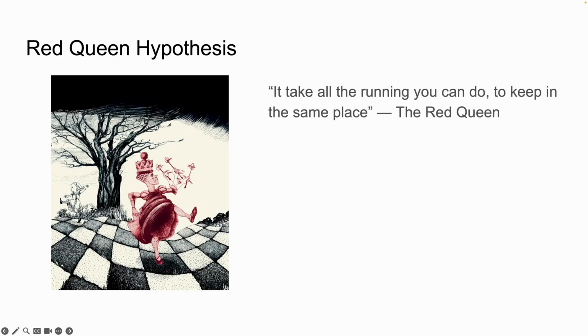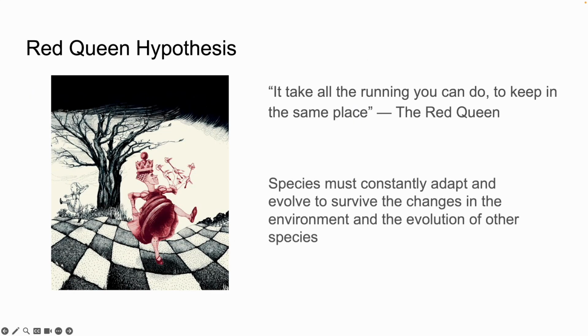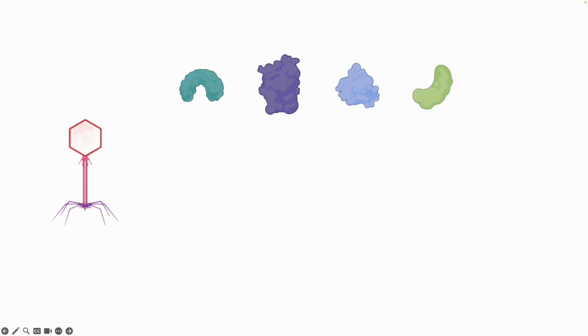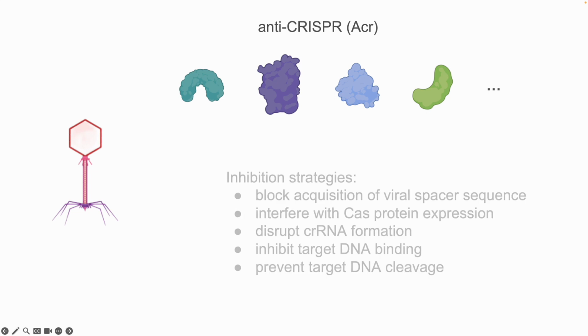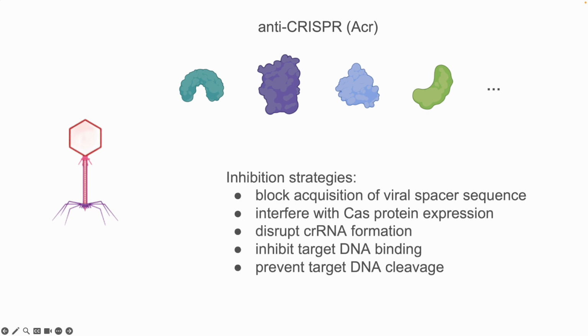However, according to the Red Queen hypothesis, species must constantly adapt and evolve to survive the changes in the environment and the evolution of other species. To stand up against the CRISPR-Cas systems of bacterial hosts, viruses have evolved a series of proteins to counteract this bacterial immunity mechanism. In general, we call these viral proteins anti-CRISPR, abbreviated as ACR. Different types of ACR inhibit the CRISPR-Cas system using different strategies.